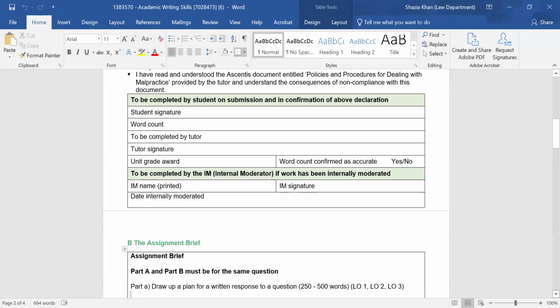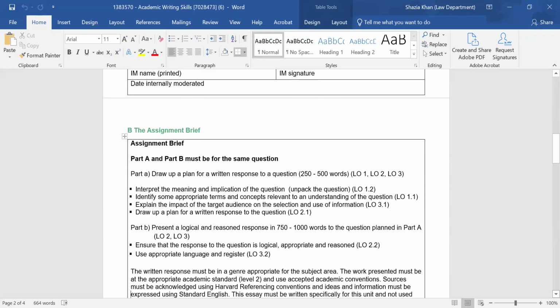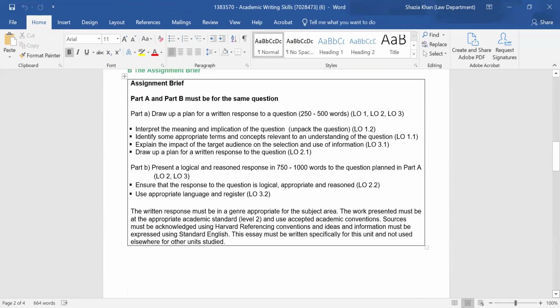So let's go on to the assignment. So there's two parts to the assignment. Assignment brief. You've got part A and part B. Make sure when you are doing your assignment, you have headings for everything you do, okay? So part A is to draw up a plan for a written response to a question, 250 to 500 words. And that's learning outcome 1, 2, and 3.